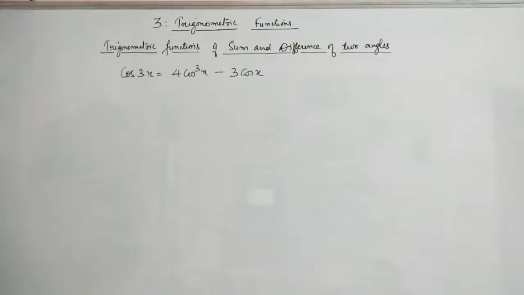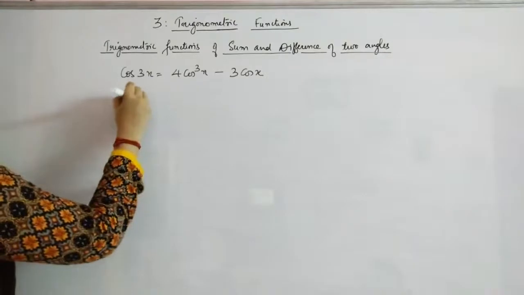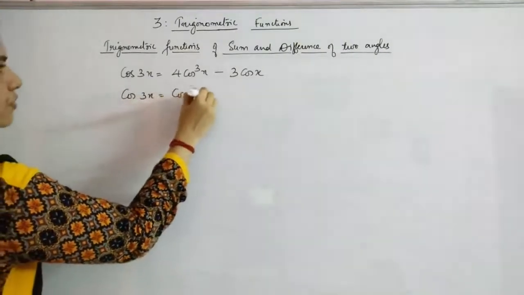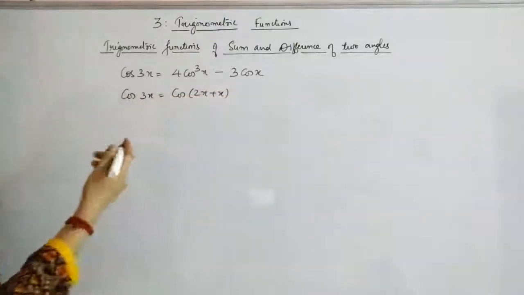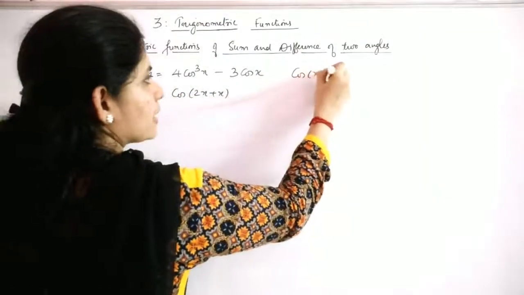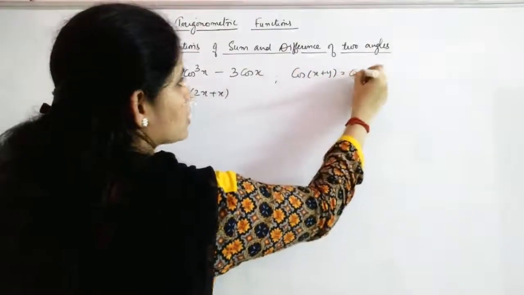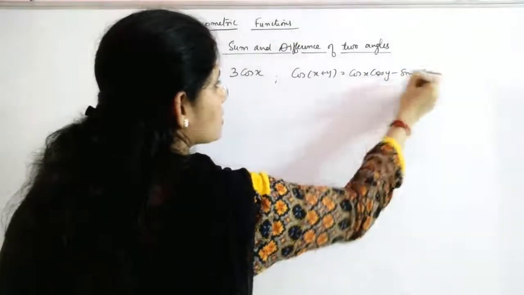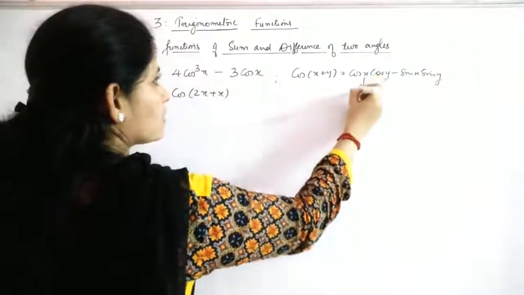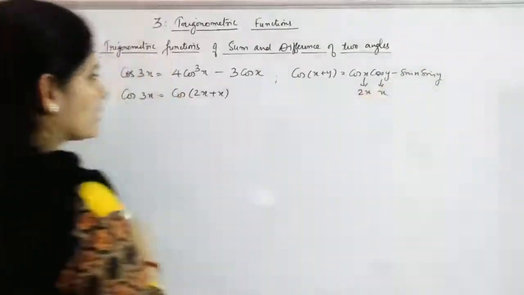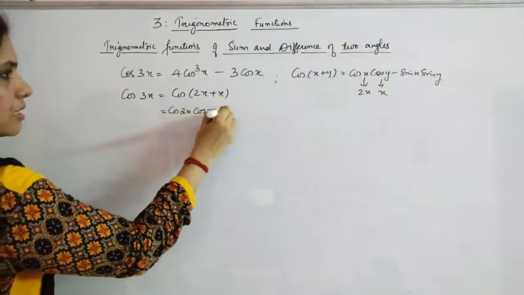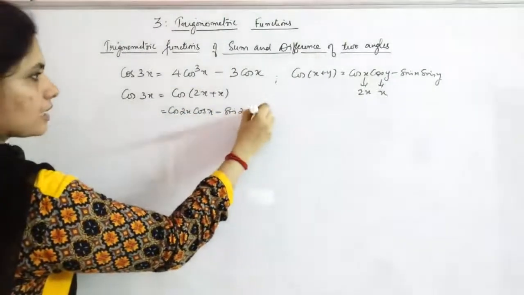Next one is cos 3x is equal to 4 cos cube x minus 3 cos x. For that again we are starting with cos 3x is equal to cos of 2x plus x. Now we will use the formula cos of x plus y is equal to cos x cos y minus sin x sin y. And in this formula we will replace x with 2x and y with x. So this will give you cos 2x cos x minus sin 2x sin x.